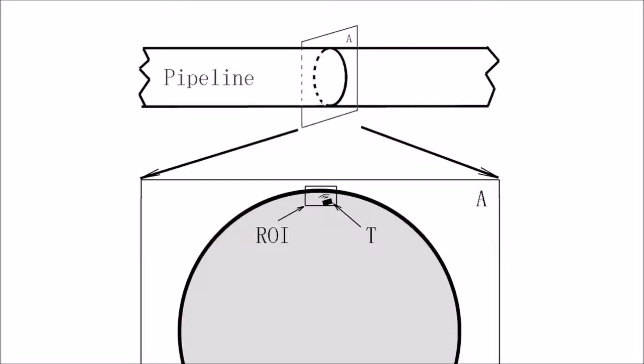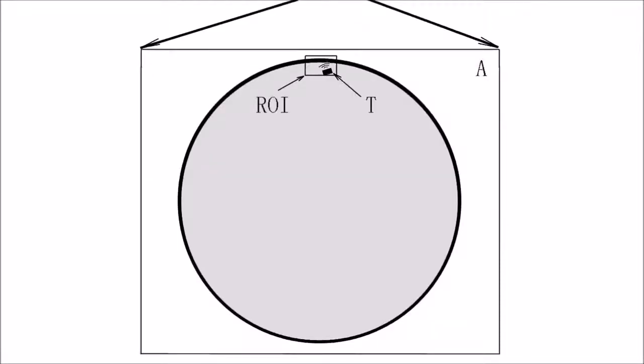In this example, I will show you how to create a computer simulation model that demonstrates how the ultrasound can detect a crack in a pipeline. In this figure, the upper part shows a sector of a pipeline and a plane A intersecting the pipeline perpendicularly. The lower part shows the enlarged cross-section.